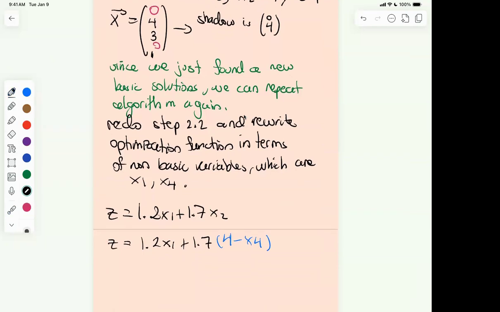Is that making sense? If you simplify it a little, what is 1.7 times 4? That's 6.8. So z is 6.8 plus 1.2 x1 minus 1.7 x4. Is that okay? Is that making sense? So far, so good. Questions up to this point?